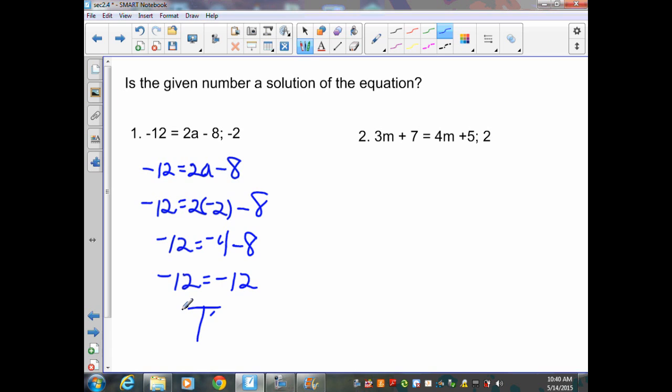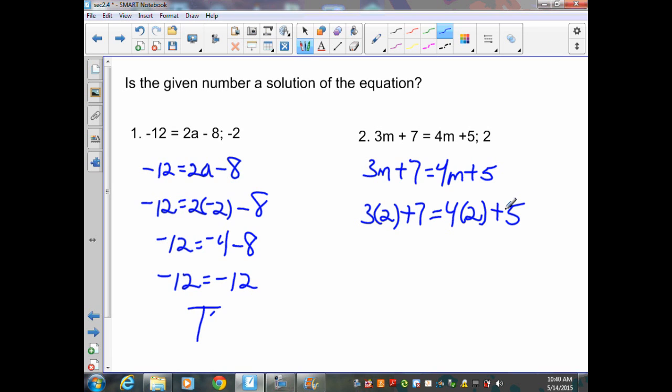Number 2, same procedure. I'm going to copy the problem from the book. Equals 4m plus 5. And in place of m, I'm putting in a positive 2. 3, parentheses, 2. That represents multiplication, plus 7 equals, this is the left side of my equation, 4 times 2 plus 5. Now I simplify. Order of operations, 3 times 2 is 6, plus 7, and that gives me 13, equals 4 times 2 is 8, plus 5, and that gives me 13. And as you can see, this is true.